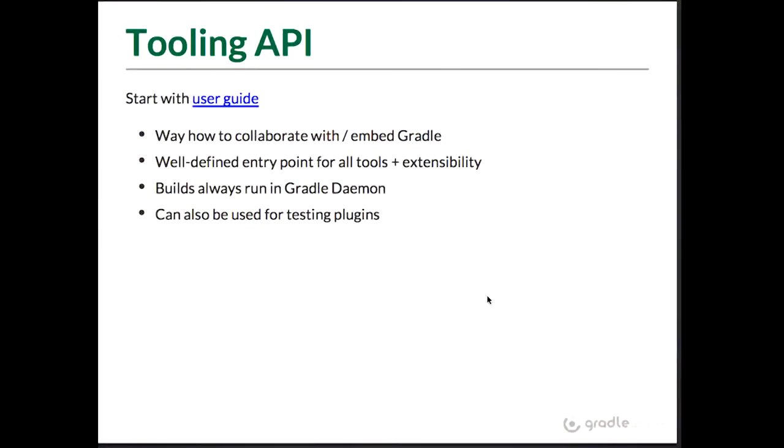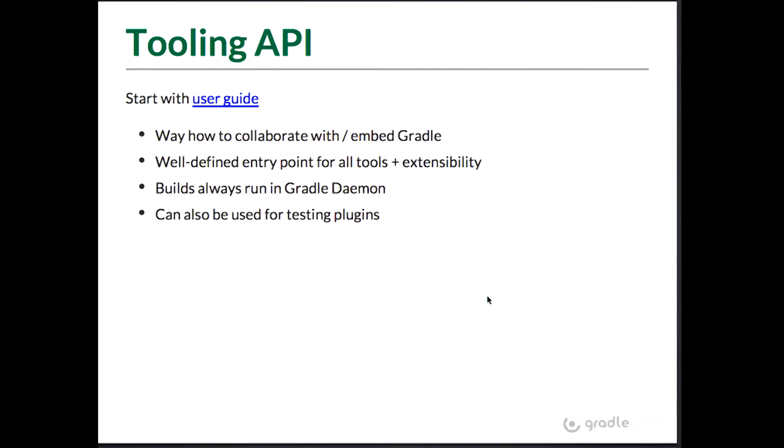Some usages. The first one is IDEs. The other one is probably things like continuous integration servers, similar stuff. Another one is testing your own plugins. That's something we can discuss later. If you want to create integration tests for your plugin, tooling API can help you with that.